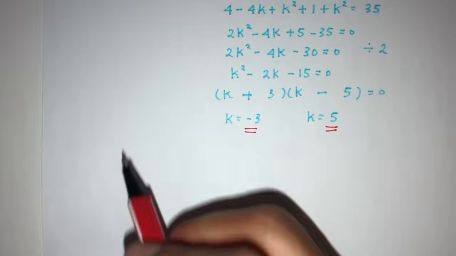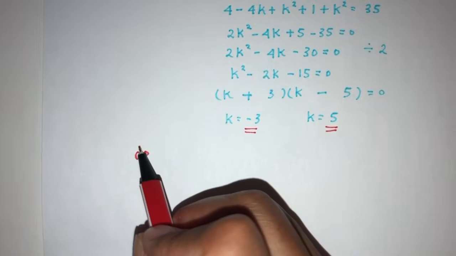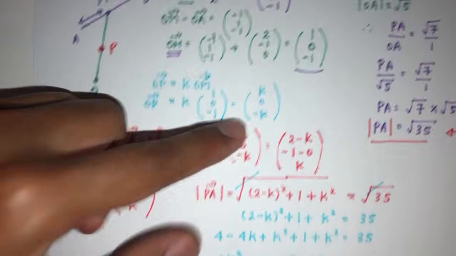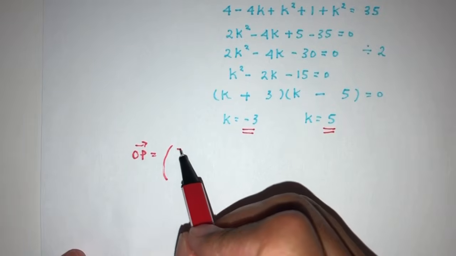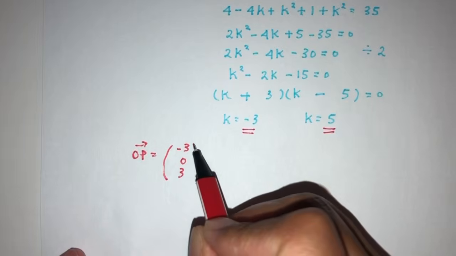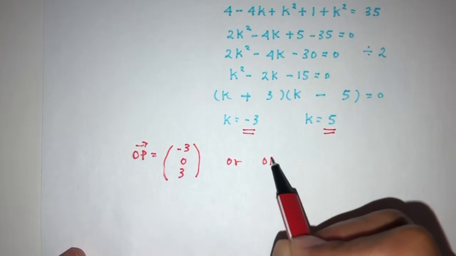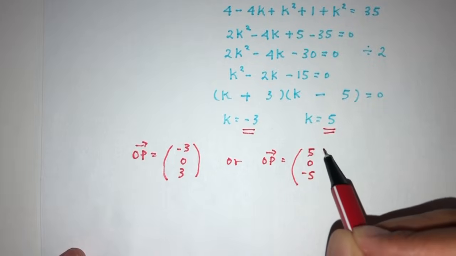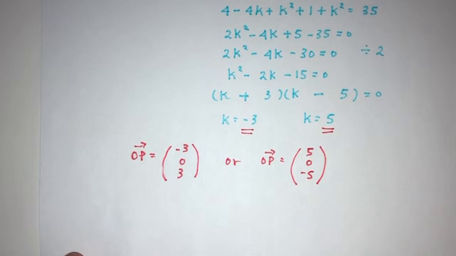So from this, replacing in OP, which is K, 0 minus K, the first value will be minus 3, so OP is minus 3, 0, 3. Or it can be 5, 0 minus 5. Okay, so this one was the last question of this paper.